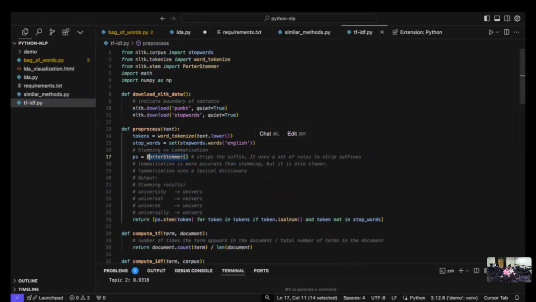Now, what exactly is stemming? There's a difference between stemming and lemmatization. Stemming strips the suffix of a particular word, but it could also result in a non-word, which means that, as we can see here in the results, if the word is university, it's possible that it will stem it and it can become something like univers, which doesn't mean anything.